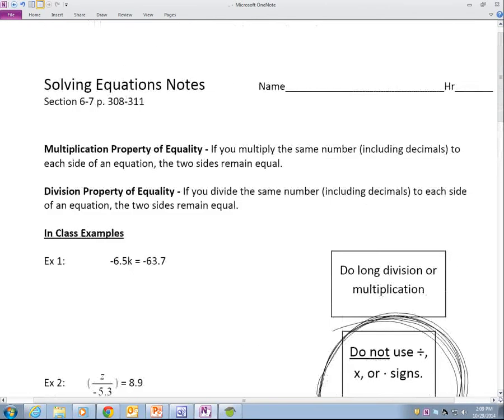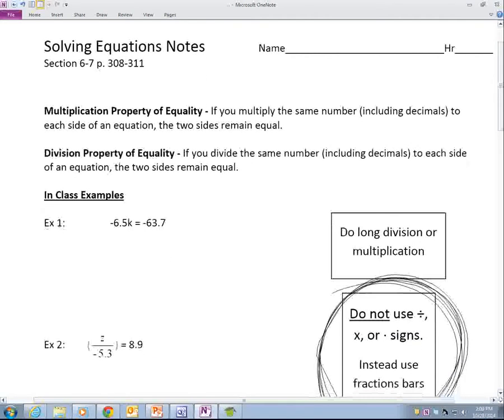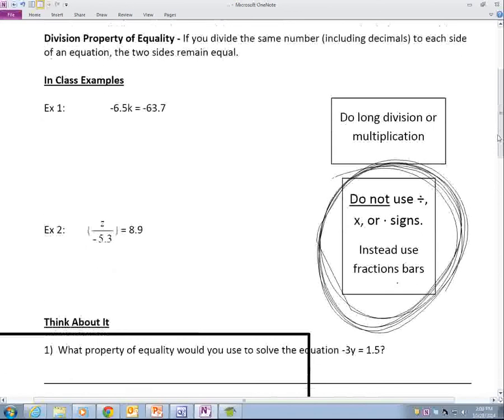So we already read through that. You guys have this. So multiplication property, multiply by one side, you have to do it to the other, it's still the same. Division property, divide one side by a number, you divide the other, it's all the same. Now, to the notes. Examples, we just circled these here because we're not going to use those signs because it gets confusing when we're working.